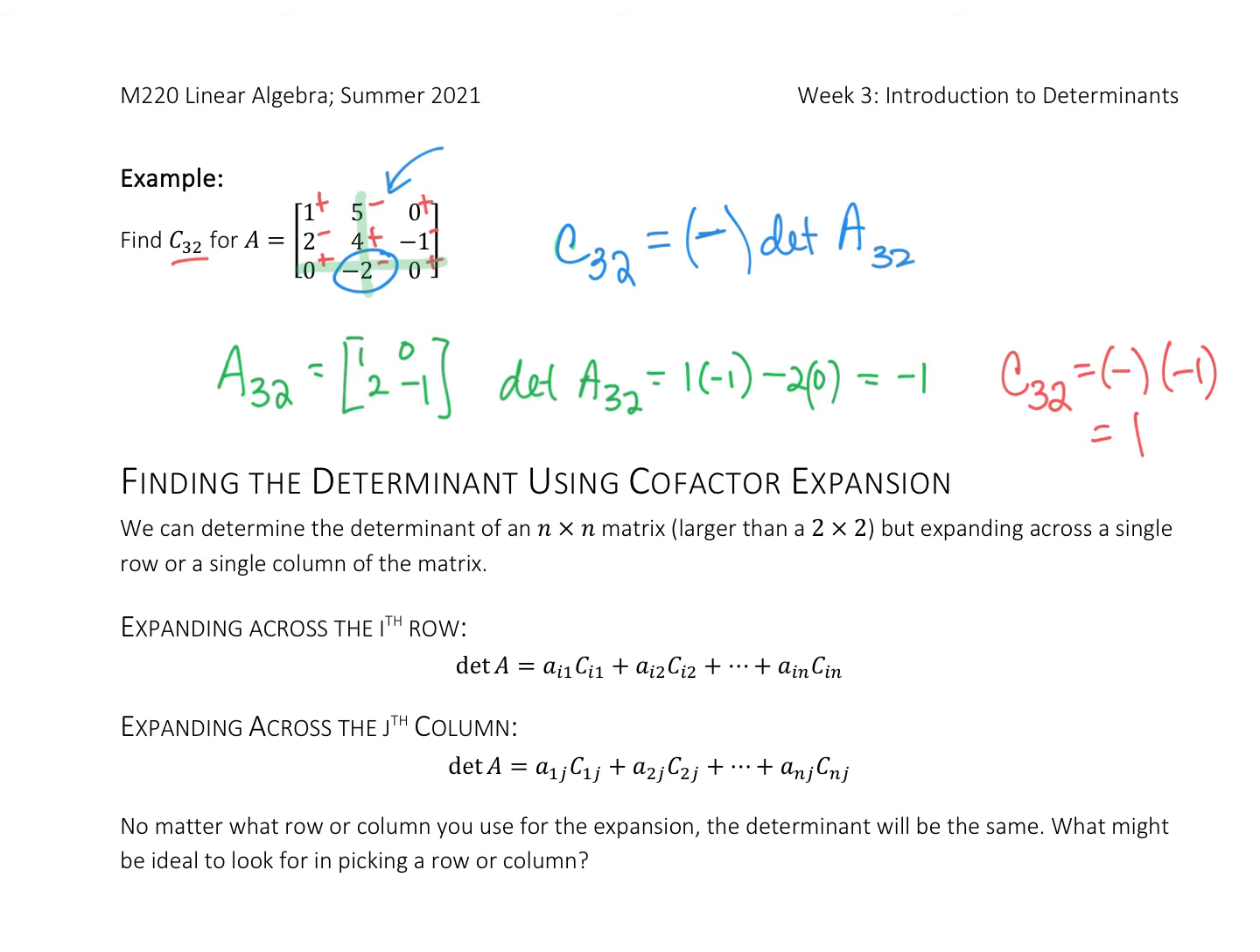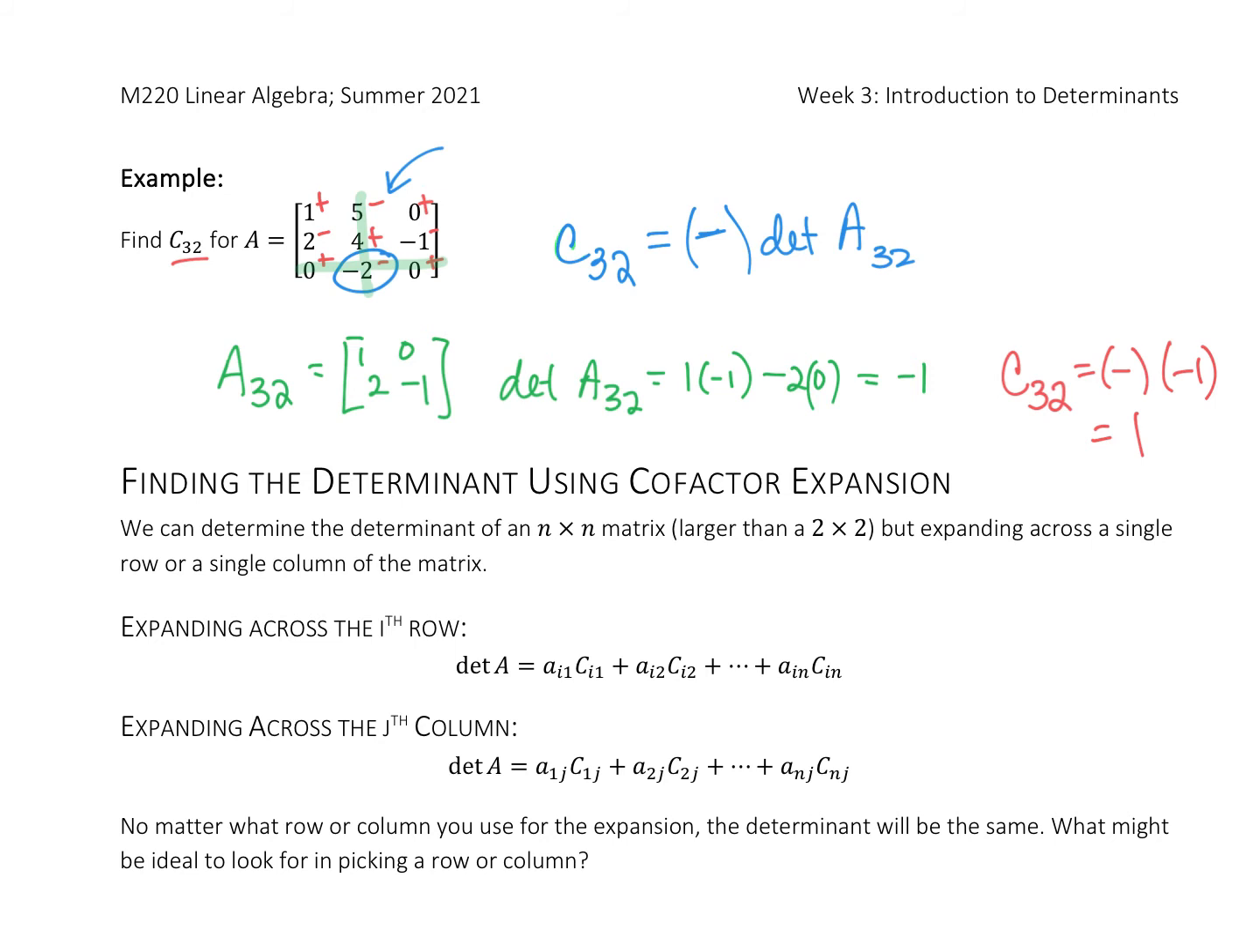So how we're going to use this idea of our cofactor expansion to find our determinants is by expanding either across a row or across a column, which means that we're going to find all of the cofactors in one row or all of the cofactors in one column, and we're going to multiply them by the positions in that column or row. So here's what I mean by this.